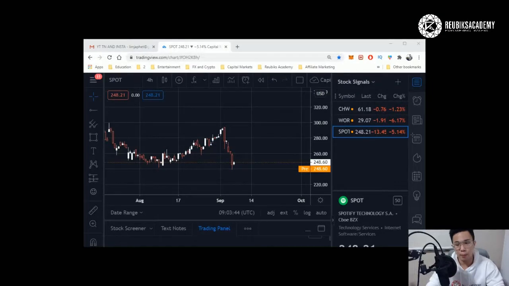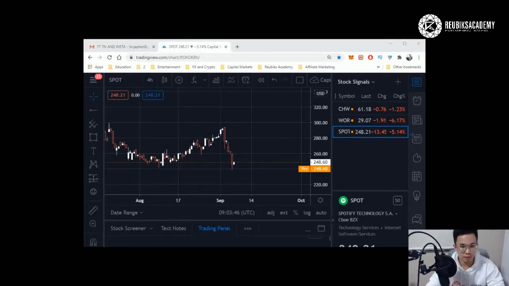Okay, so today we're going to talk about another very commonly used form of chart analysis that we apply to technical analysis. And this is none other than support and resistance. So what is support and resistance?